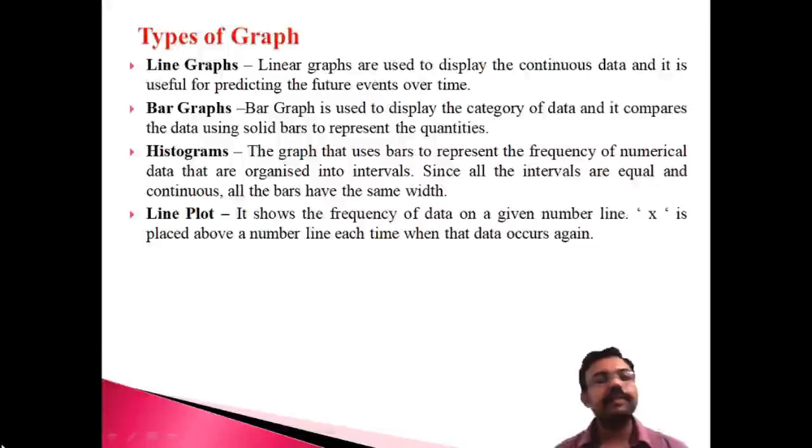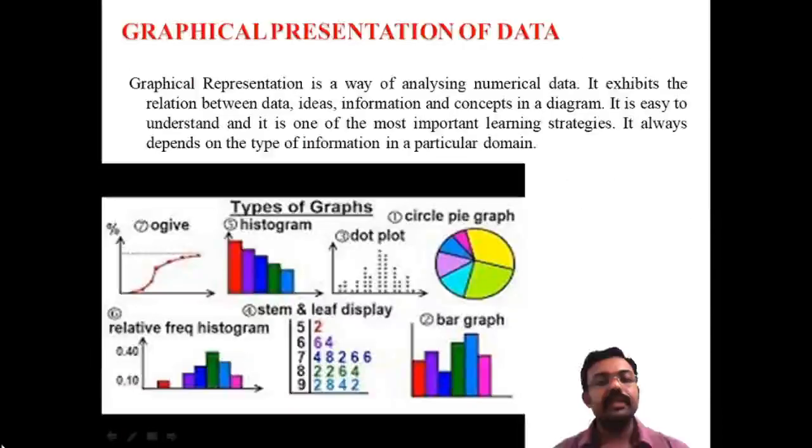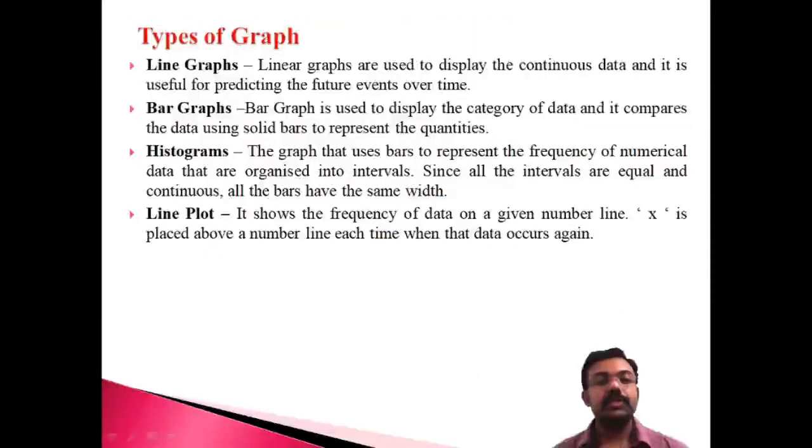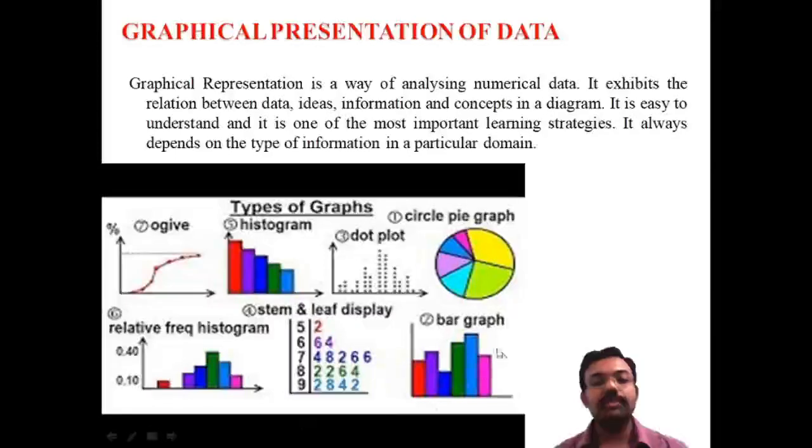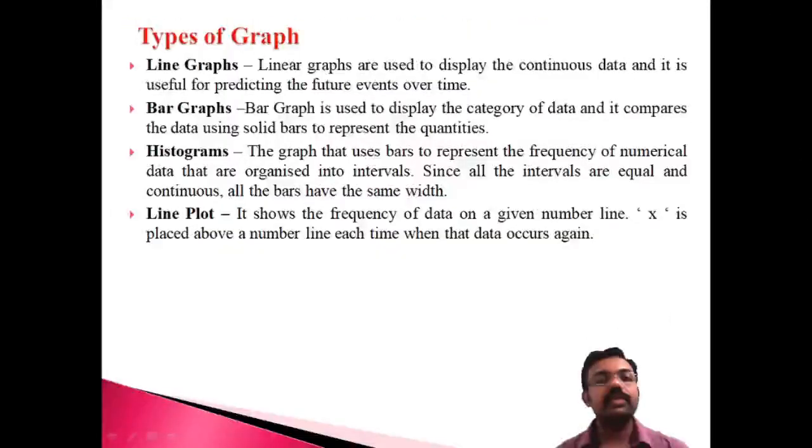Another one is the bar graph. It is another important part of diagram representation. This is a bar graph example. The bar graph is used to display categorical data, that means a categorical variable, like age and education, and comparing this type of data is very important. It compares the data using solid bars. These are the solid bars, and that is known as the bar graph.